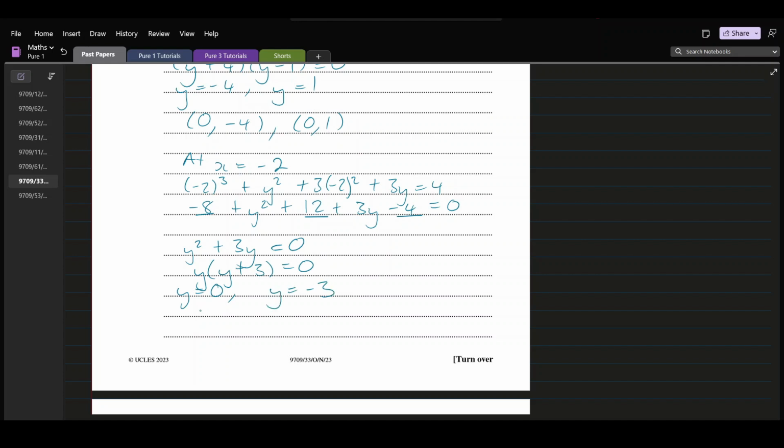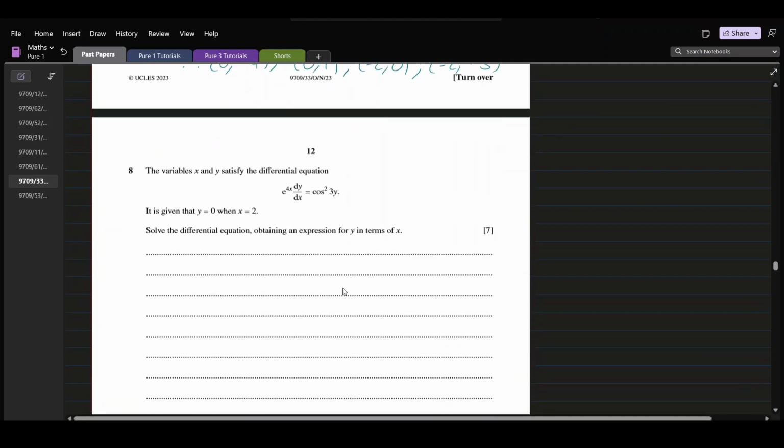So at x is equal to -2, we get the coordinates (-2, 0) and (-2, -3). And therefore our final answer will be this set of coordinates (0, -4), (0, 1), and these sets of coordinates (-2, 0) and (-2, -3), and that's the final answer.